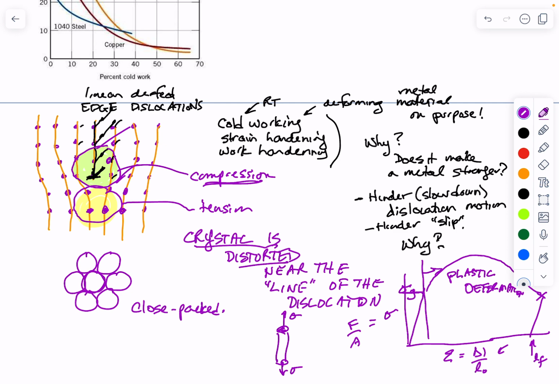All right, let's bring ourselves back to this problem statement. The principle of cold working, strain hardening, and work hardening is that we deliberately deform the metal. So what does this do? This dramatically multiplies how many dislocations are present. This increases the dislocation density.